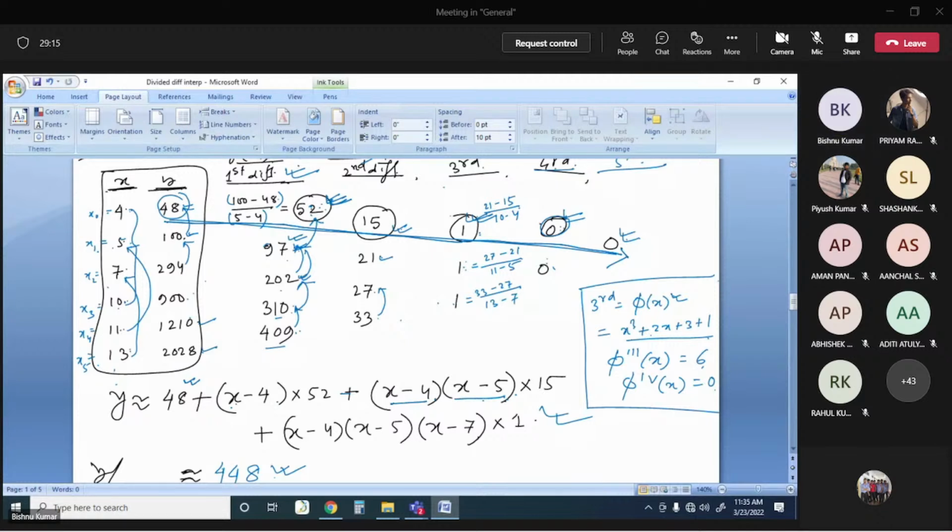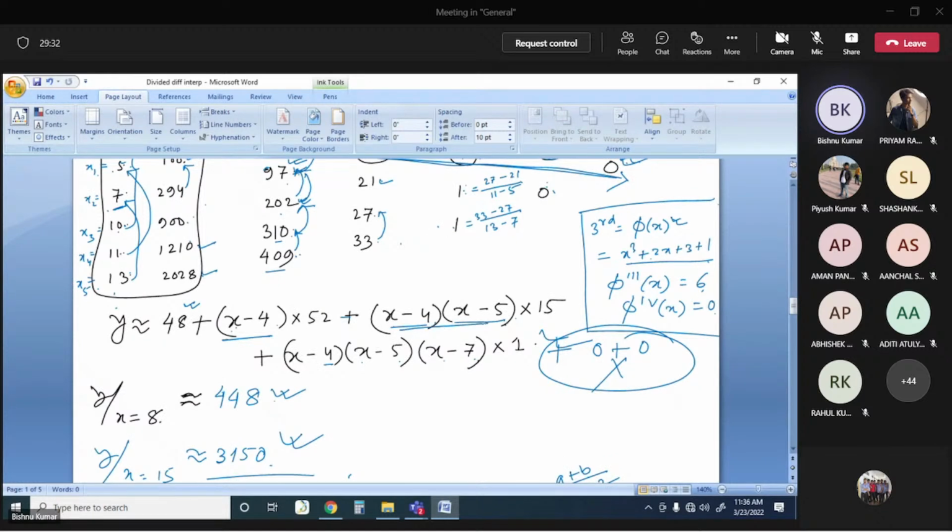I have two more upper diagonal elements, but if I multiply these two zero elements, the next terms will be 0 and 0. So I don't consider these two terms. You just see, here is only 1 factor, here 2 factors, here 3 factors. So completely in association it will build a cubic polynomial. So with the help of 6 points, you are getting only a third degree polynomial.